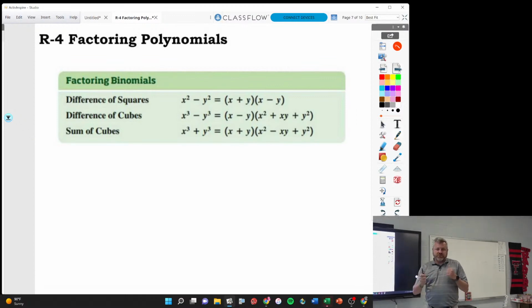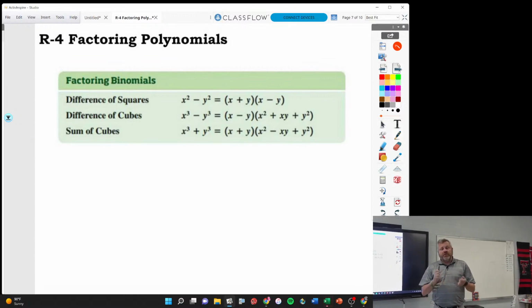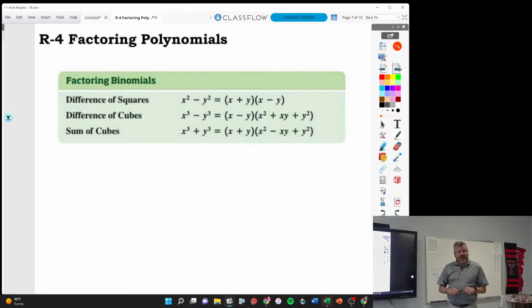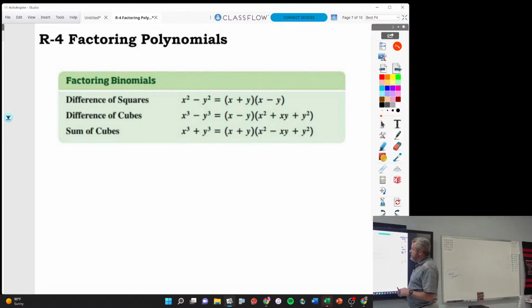There's 2 perfect squares that are subtracted. There's 2 perfect cubes that are subtracted. There's 2 perfect cubes that are added. Notice something I did not say. There is no way to factor 2 perfect squares that are added. So these are the only things we can do.